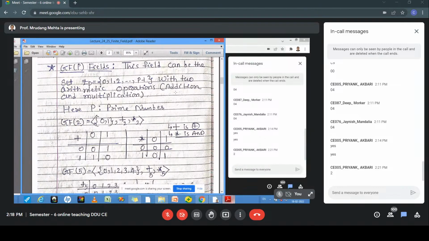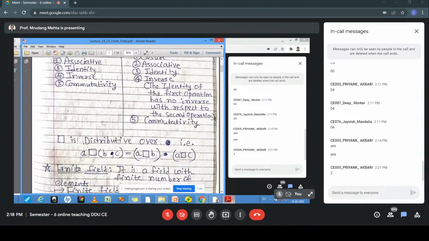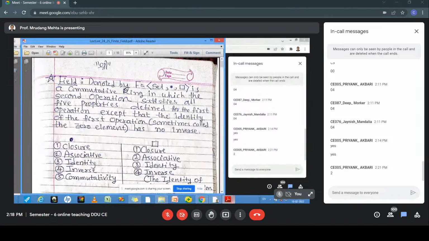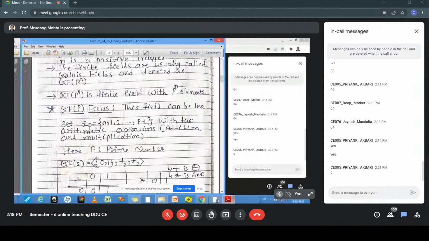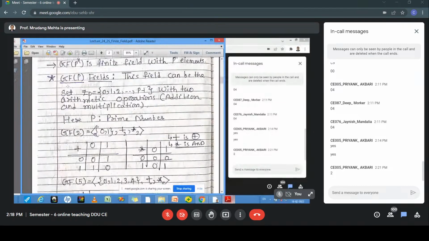So this GF(p) field can be a set, as per the definition of a field. What is a field? It is a set with two operators. So the GF field is a set, which set? Z_p. Z_p means 0 to p minus 1, with two arithmetic operations, addition and multiplication.